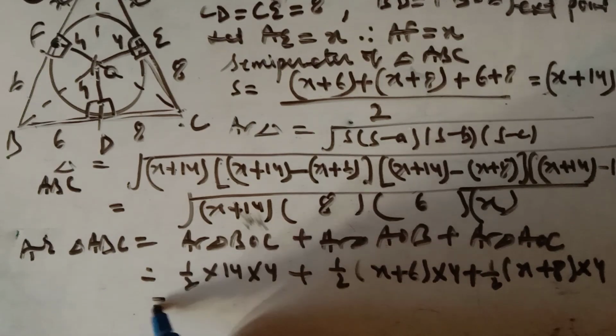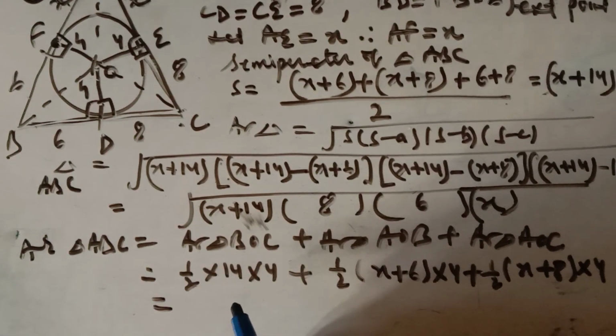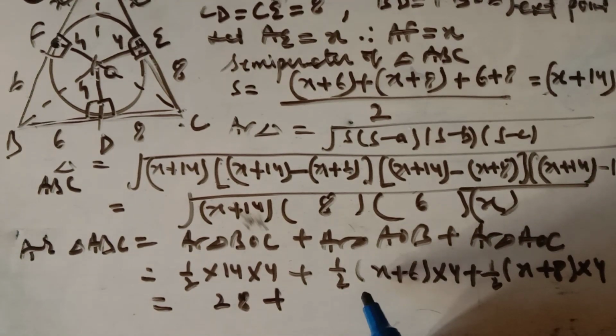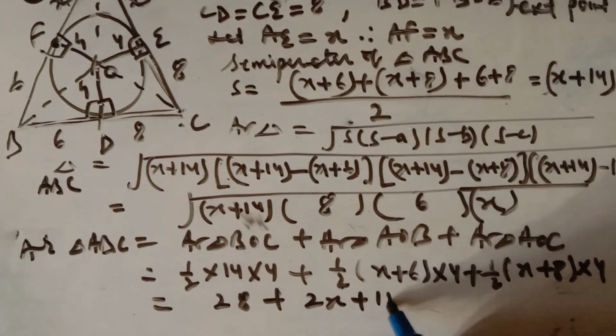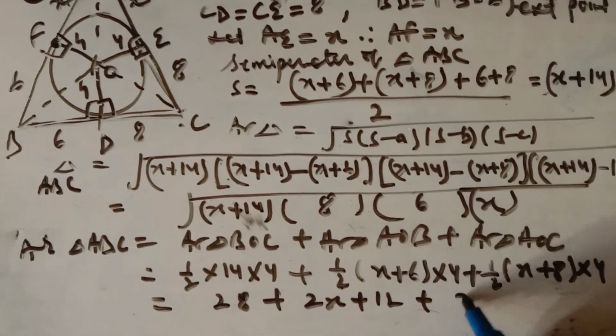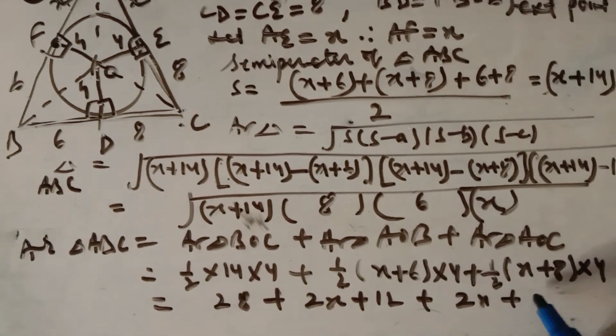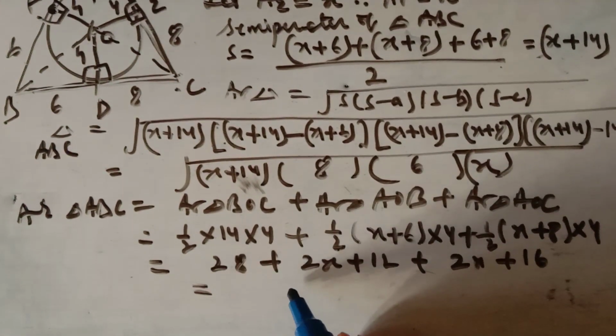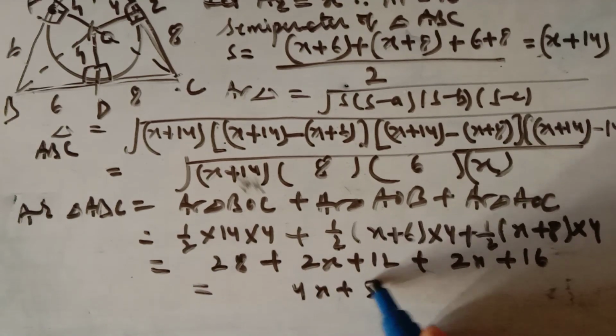Now simplify this. When you are simplifying it, you are getting this area as this will be 14 into 2, that is 28. ये 2 से 2 cancel हो जाएगा. So this will be coming out to be 2x plus 12. यहाँ पर भी 2 से 2 cancel. It will be 2x plus how much? 16. So this is coming out to be, add करिए इसको. This is coming out to be 4x plus 56.